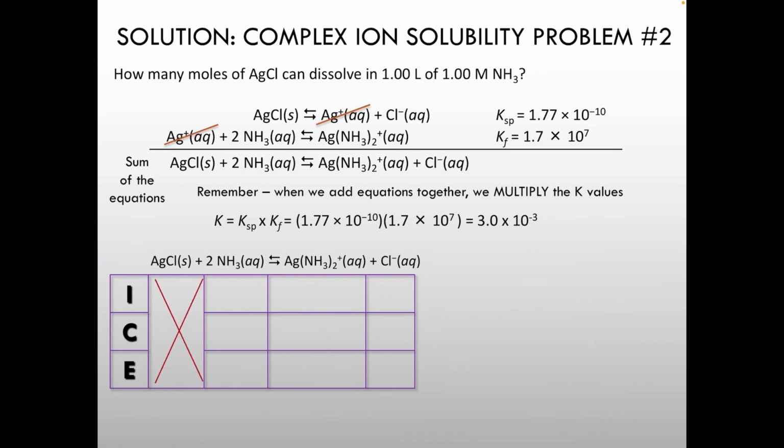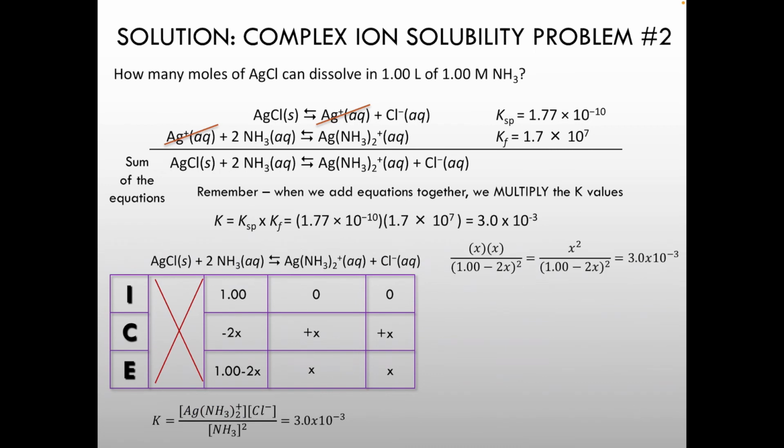Our ice table, we're not going to worry about our solid. We'll fill in ammonia, minus 2x, plus x, and then we'll add everything straight down. We can plug that into our K expression just like we did before. And again, we're not going to use the approximation because, as you saw previously, it wasn't negligible. So we're going to go ahead and square root both sides. Since we have squared over squared, we can do that. And then we'll multiply both sides by 1 minus 2x. And then we'll distribute that. And then we can combine our x's and solve for x.